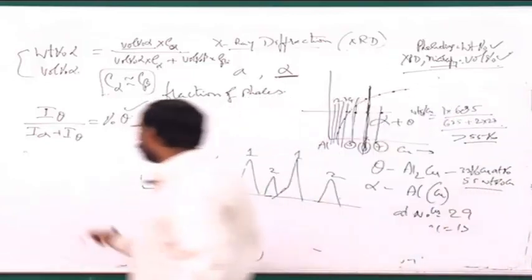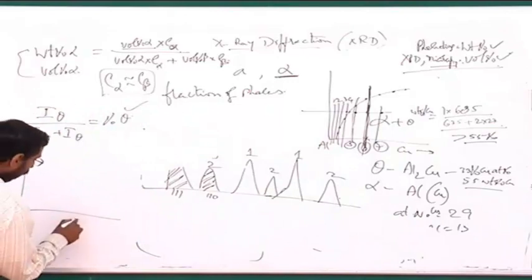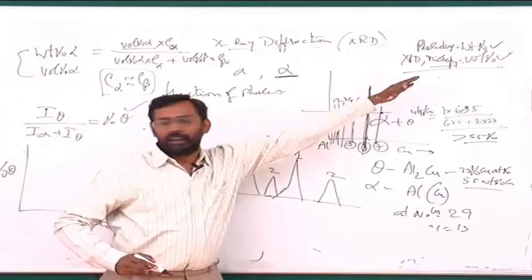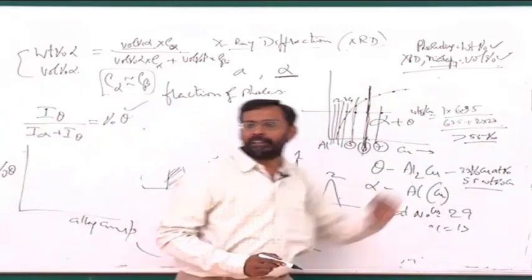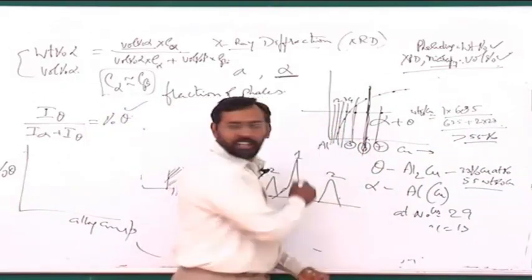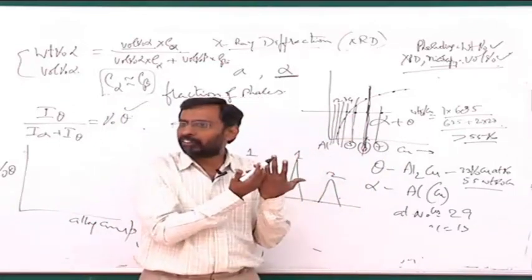And then what I do? I simply plot percentage of theta as a function of alloy composition. You see that the percentage of this theta will keep on increasing as I increase the copper content. From 5, 6, 7 up to this, it will be 0, because 1, 2, 3, 4 does not have any theta phase at all.